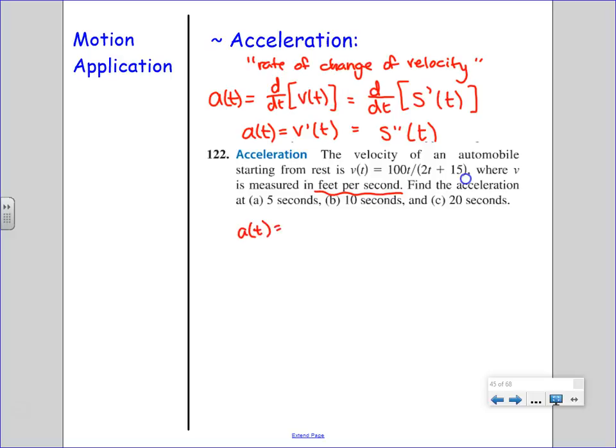Look at what you have and ask yourself, is it a single prime or a double prime? Single prime. They already gave me velocity. If they gave me position, it would be a double prime. So I need to take velocity, and all I need is one derivative. But if they gave me position, I would need a second derivative. I would need to go twice. So acceleration is going to equal the quotient rule.